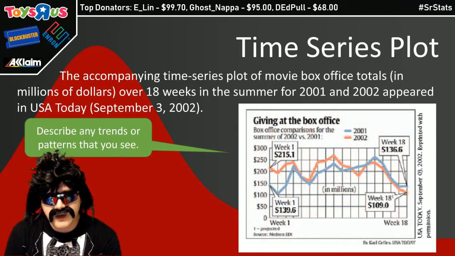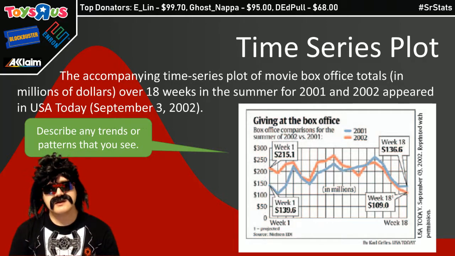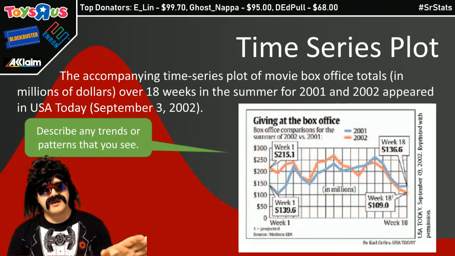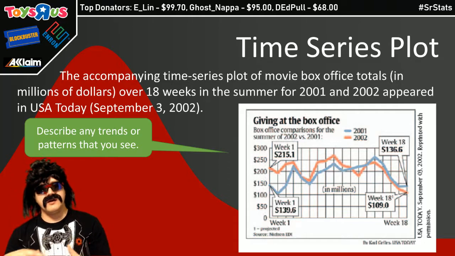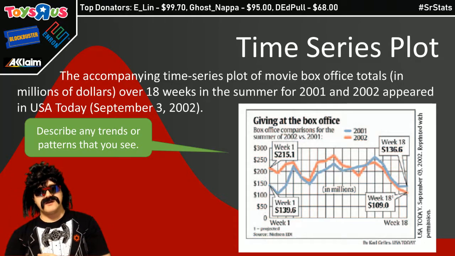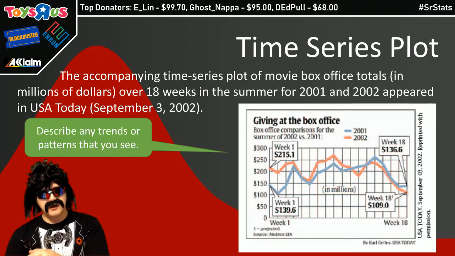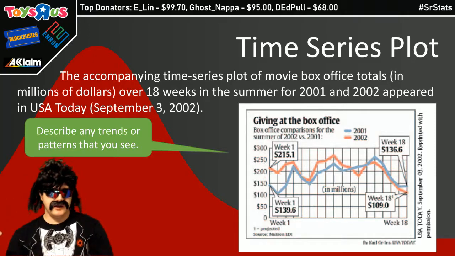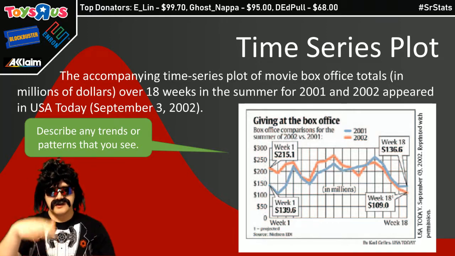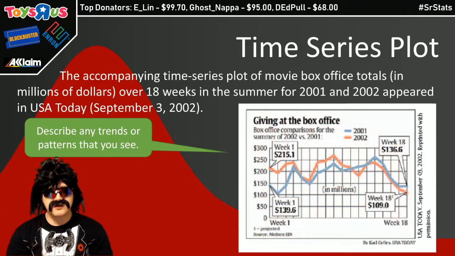So what I'm looking at here is that in 2002, the summer started off with a lot better movie box office totals, but it tapered off near the end towards the bottom. Whereas in 2001, it started off slow, but got better near the end. So you can tell that based off the lines that we have drawn on these, where it's going up and down, and you're comparing those two data sets together.